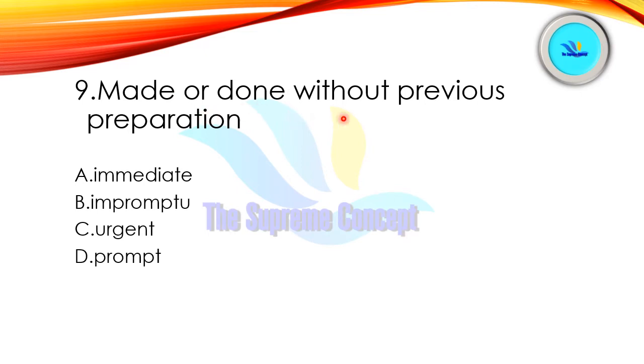Made or done without previous preparation. And the options are as follows: immediate, impromptu, urgent, prompt. And this question is based on one word substitution. You need to find out the one word substitution of this phrase made or done without previous preparation. Yes, you're absolutely correct. Impromptu is the correct answer here. Impromptu, which means something which is done without previous preparation, or which is not planned, or we can say unplanned.